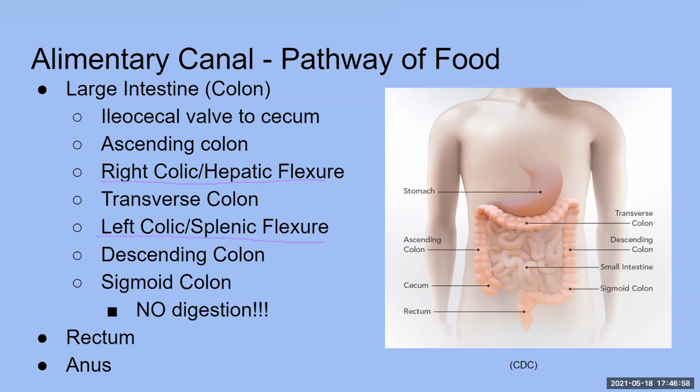I think the left colic flexure is also called the splenic flexure because it's near the spleen. Yes, absolutely. And then I see in the chat, the right hepatic flexure is near the liver. Yeah, the word hepatic, like hepatology, pertains to the study of the liver. So absolutely right. The right side of the colon is by the liver because the liver is on the right side of the abdomen. And then the left colic flexure is by the spleen, and the spleen is on the left side of the abdomen. Absolutely.